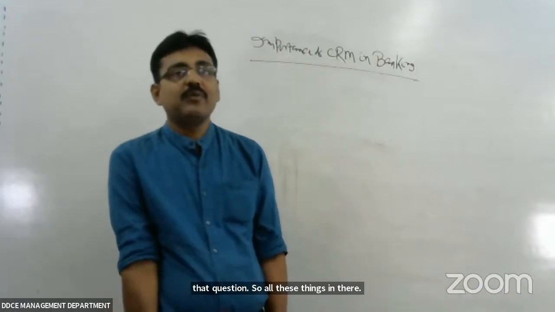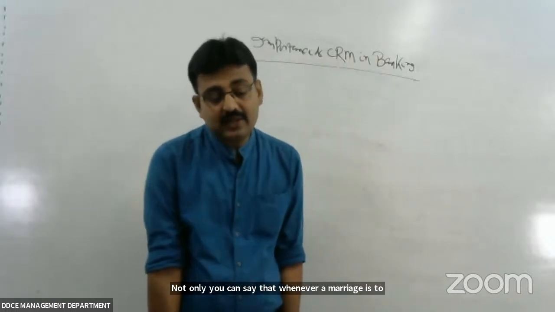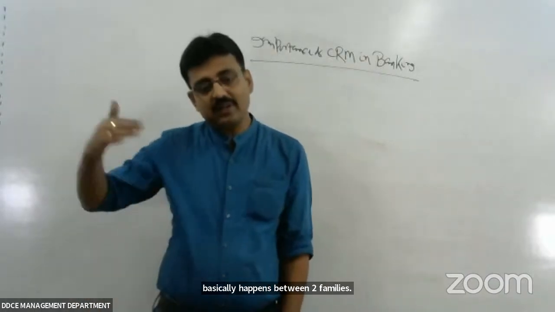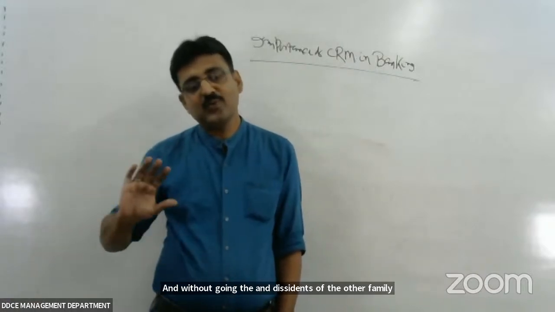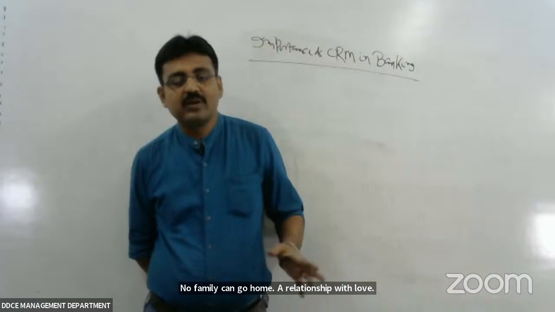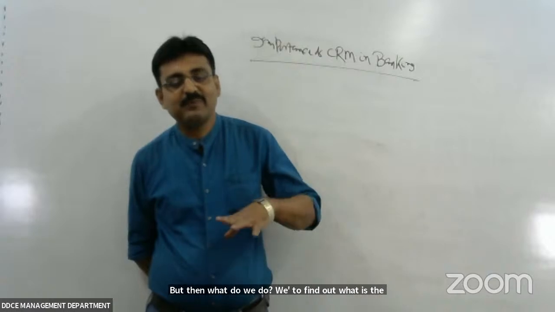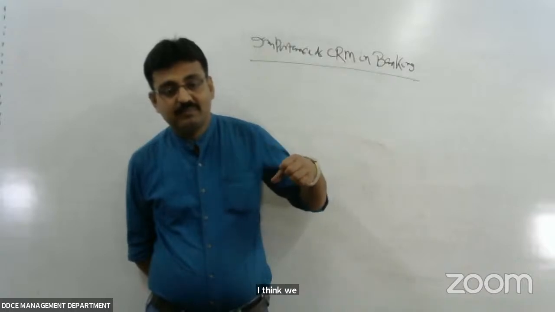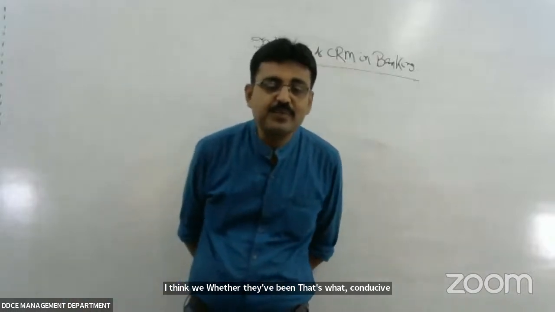Normally, whenever a marriage is to happen between two persons, in our Indian culture the marriage basically happens between two families. And without knowing the antecedents of the other family, no family can go to have a relationship with the other family. So generally we try to find out what their background is, what they are doing, who the people they are meeting with are, whether they will be much more conducive to our environment or not. All these things we go on to investigate.